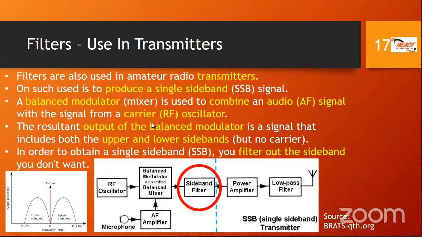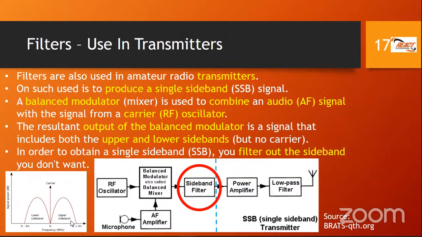The balanced modulator takes the audio frequency and the carrier frequency and mixes them. What it produces is an output that contains both upper and lower sidebands. But note, it does not contain the carrier. It's only the upper and lower sidebands that come out from the balanced modulator or the mixer. On the left-hand side here, we see the carrier, the lower sideband, and the upper sideband. Our balanced modulator is only producing the lower sideband and upper sideband.